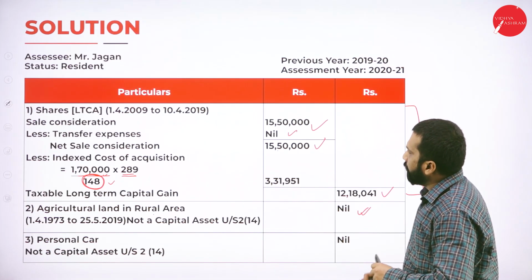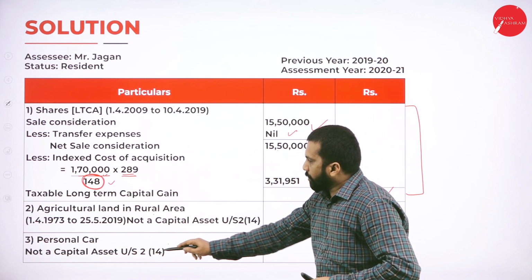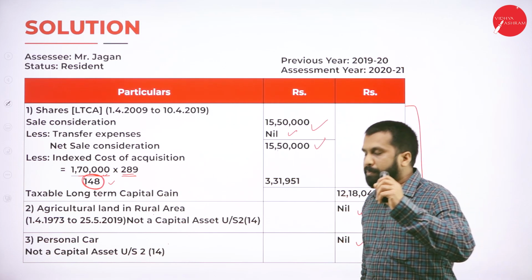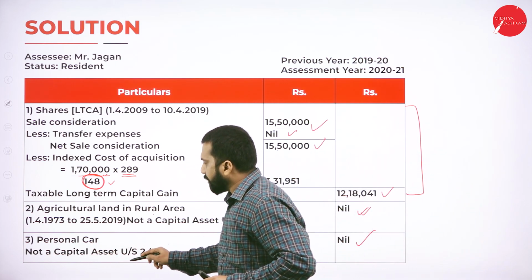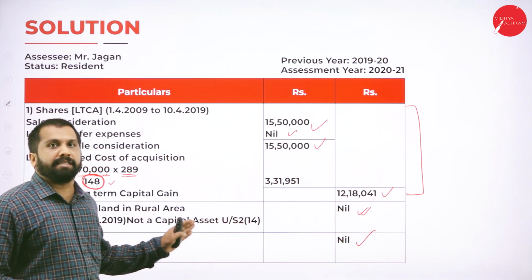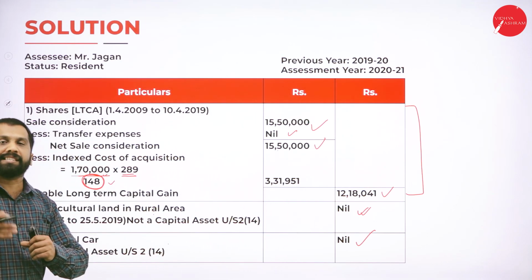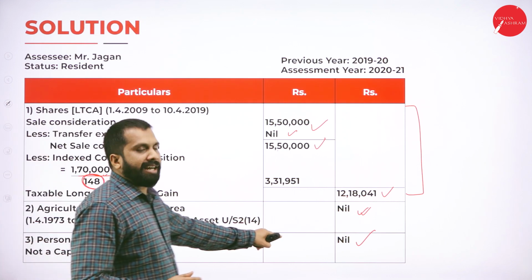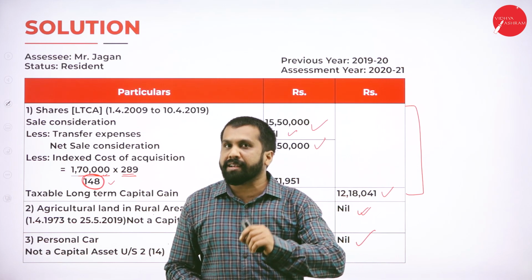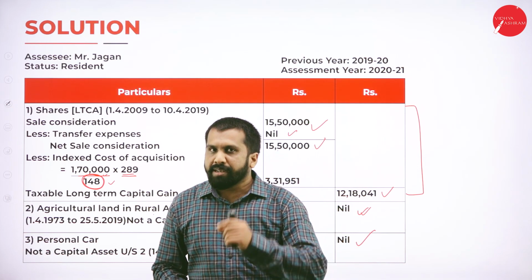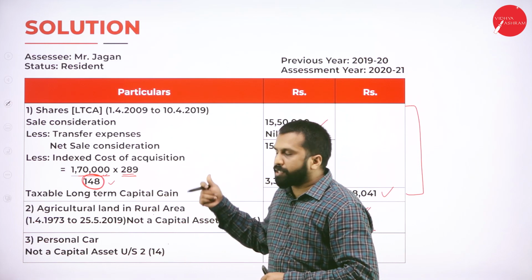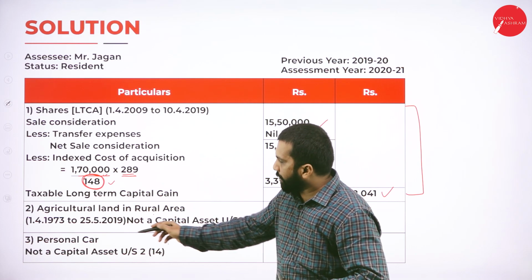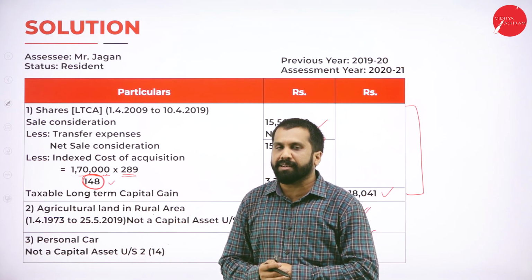Now, anything personal, a personal car, is not a capital asset, it is nil. Remember, if you want complete marks, you have to mention that it is not a capital asset. If you simply don't mention it in the answer, it is like you don't know, you have skipped. That's why in the answer you should mention that the personal car is not a capital asset. Clear? In your examination, if you get questions like that, it will be helpful. Why? Because there is no calculation to do, you just have to mention not a capital asset.